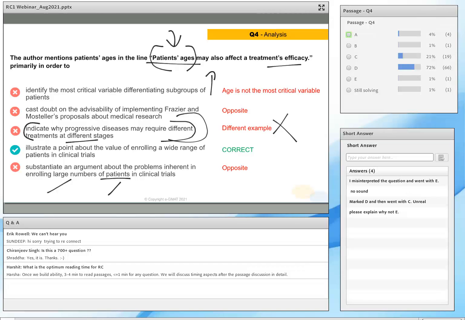Why did F&M say to include more people? They say include more people because then you will understand the effectiveness of a treatment on people in different age groups. And this choice is saying that it is an inherent problem. That's not correct. That's going totally in the opposite direction.